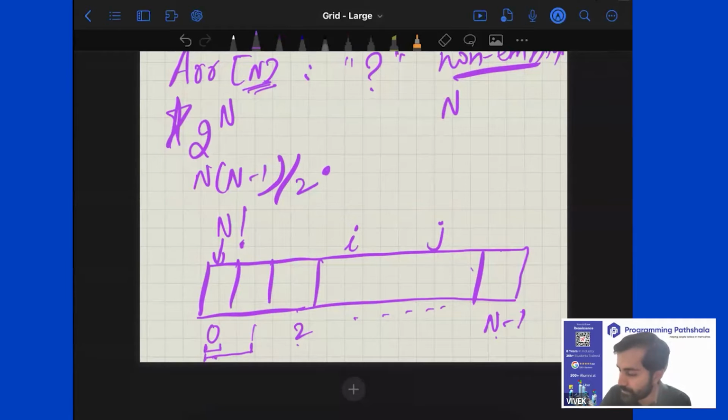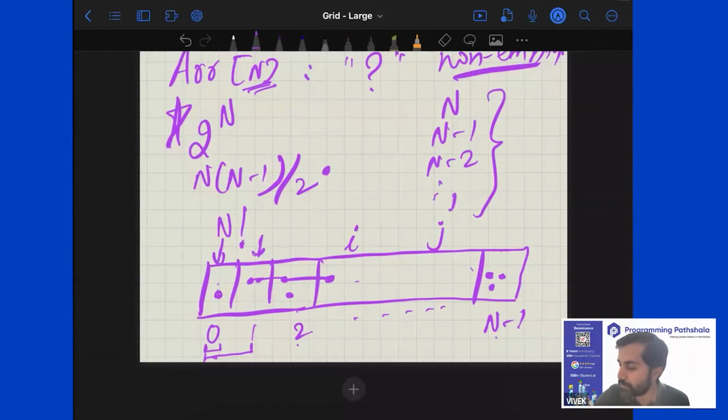Because if the starting point is 0, the ending point could be 0, the ending point could be 1, the ending point could be anything from here to here. So there are n choices. Now, how many subarrays are there which start from here? If the starting point is this, the ending point could be this, or this, or this, or this. So there are n minus 1 such subarrays. And how many start from here? By the same logic, n minus 2. Finally, how many subarrays will start from here? Only one. And what is the sum of this thing? It is the sum of first n natural numbers: 1 plus 2 plus 3 so on till n.